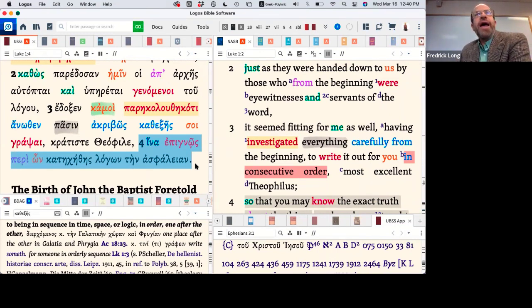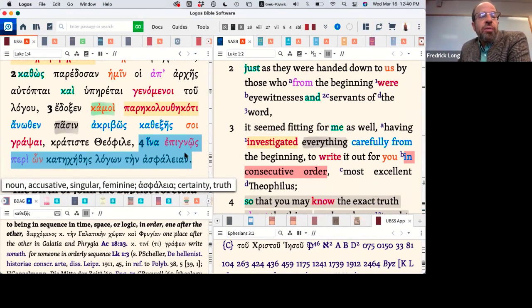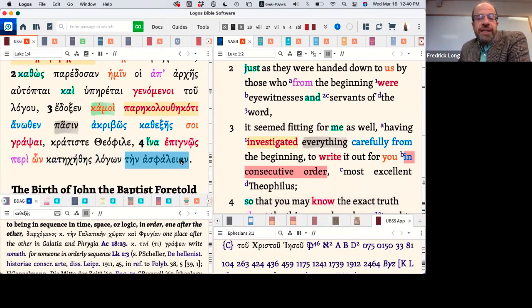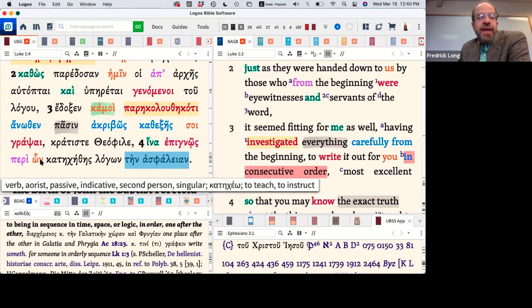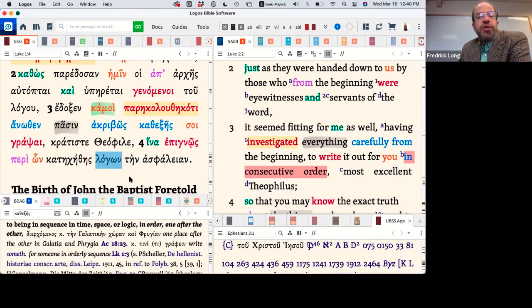You can't control that. But when you're talking about the author's perspective, the writer's intention is actually very clear. They're not wishy-washy. I'm going to write these 24 chapters and then Acts and maybe you'll get it. No, he wants them to get it, in order that you would know the certainty. So there's the direct object of know, and then the certainty of the words.